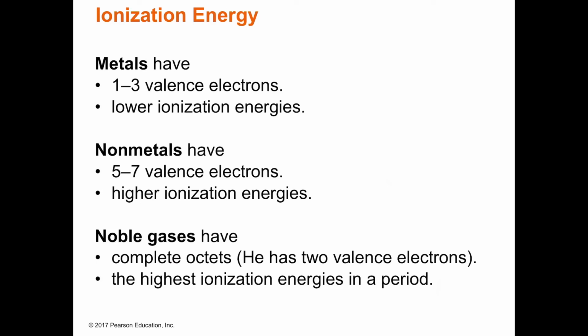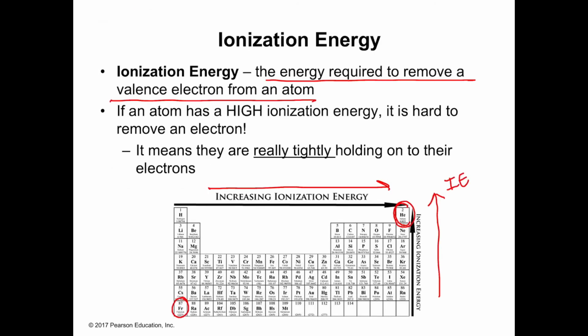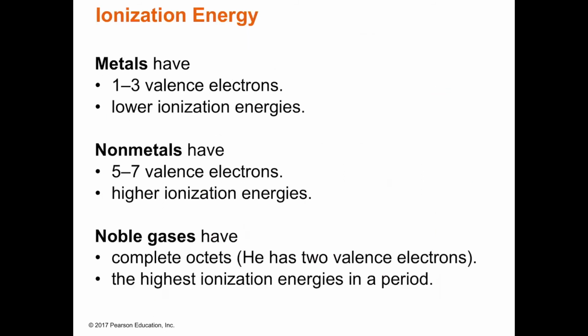Metals have 1 to 3 valence electrons, and they're larger, right? Our metals are on the left side of our periodic table. They are always going to be larger than our nonmetals, which are on the right side of the periodic table. So metals with only 1 to 3 valence electrons are really large, and they have very low ionization energies. Nonmetals have more valence electrons, right? 5 to 7 valence electrons. They have really high ionization energies because they are smaller.